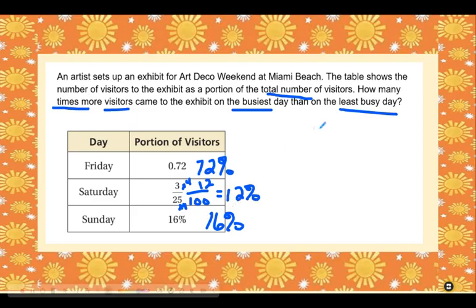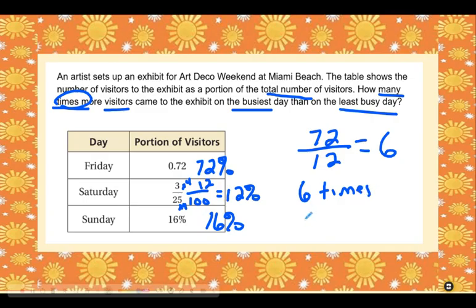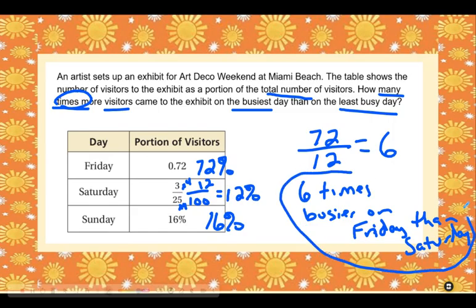So the busiest day is 72. And the least busiest day is Saturday, which is 12. So they want to know how many times more. So we need to divide 72 divided by 12. So that's a 6. So it's 6 times busier on Friday than Saturday. Great job. 6 times busier on Friday than Saturday.